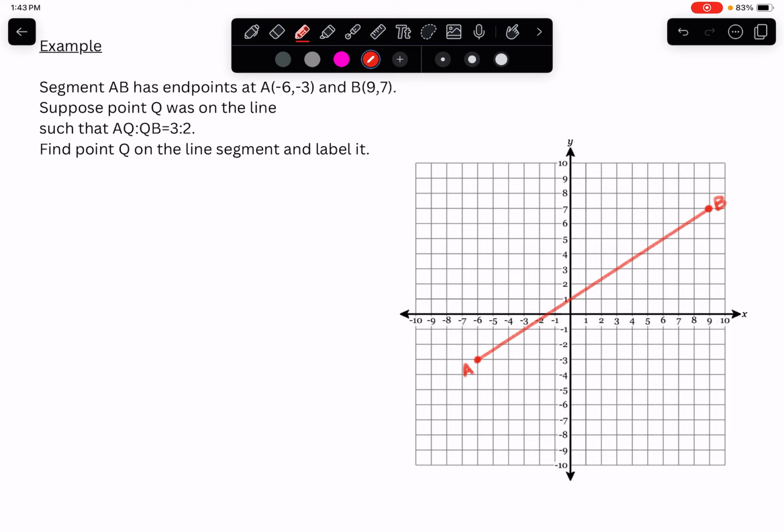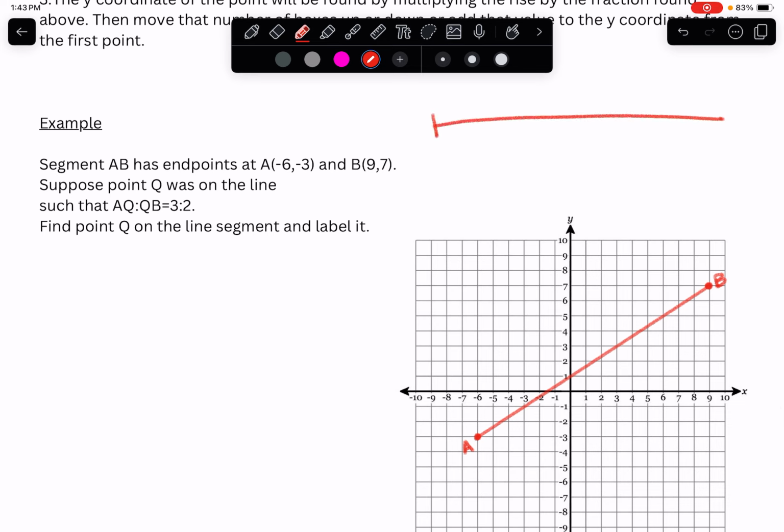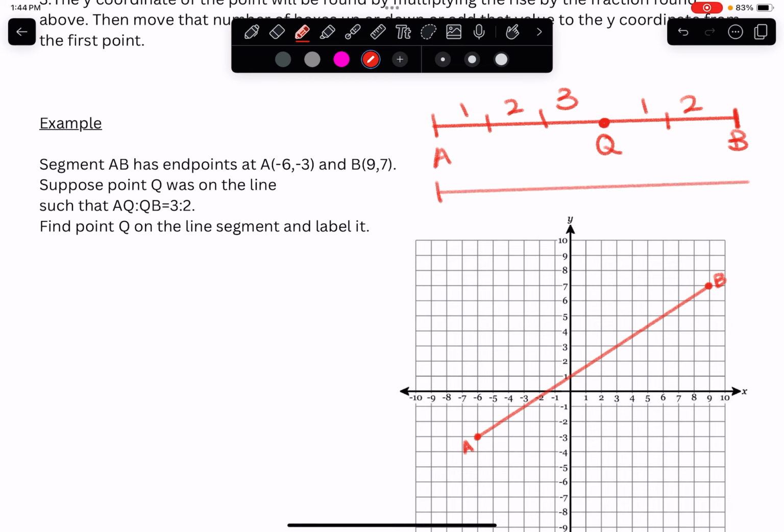So now we're supposing that point Q was on the line such that AQ to QB is 3 to 2. Find point Q on the line segment and label it. What this is basically saying, right? If we imagine a number line, we're saying that at some point from A to B, you could split this piece up into 3 pieces, and this piece would be 2 of the same length. So altogether, we're splitting this line up into 5 different pieces.